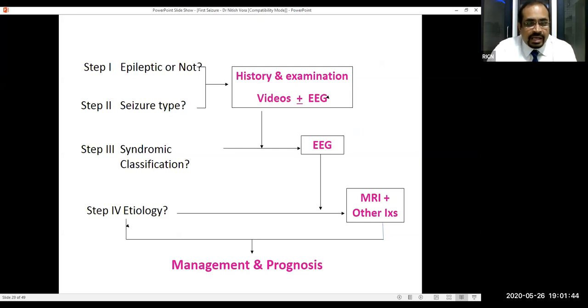Again, a summarizing slide of how we have done with the investigations so far. You decide if these seizures are epileptic or not. Try to define the seizure type. This is mainly on history, clinical examination, and the help of videos, plus or minus EEG in some cases. And syndromic classification with the help of the EEG, and with the etiology, MRI, other appropriate investigations, we know what we're dealing with, and of course try to help with the management and prognosis. I hope I'm clear so far.